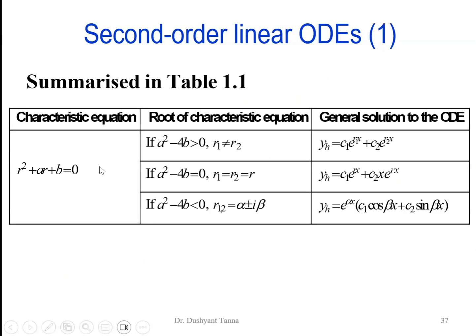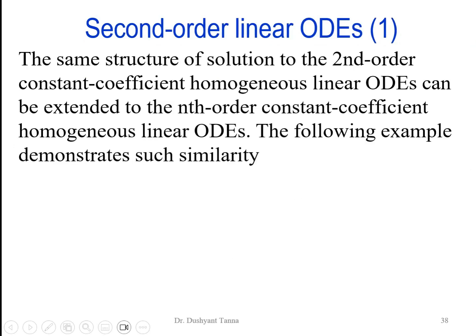Okay, so everything is presented in a summary here. So characteristic equation, which is r square plus ar plus b, if that's positive, two distinct roots, c1 e raised to r1x plus c2 e raised to r2x. Same root r1 r2, c1 e raised to rx plus c2 x e raised to rx, and less than 0, complex root alpha plus or minus i beta, and yh will be e raised to alpha x, c1 cos beta x plus c2 sine beta x. Right, we got only a few things to cover, only a few slides.